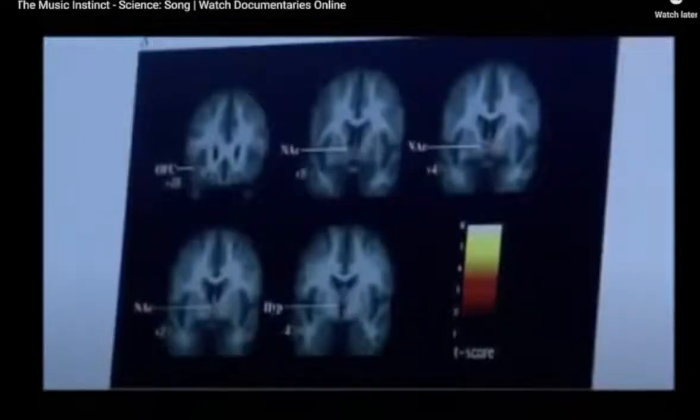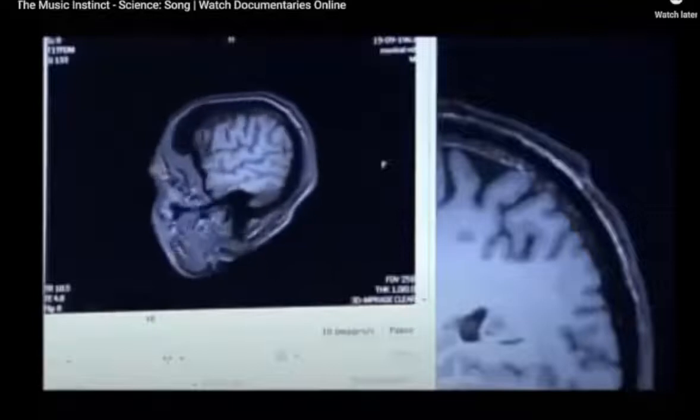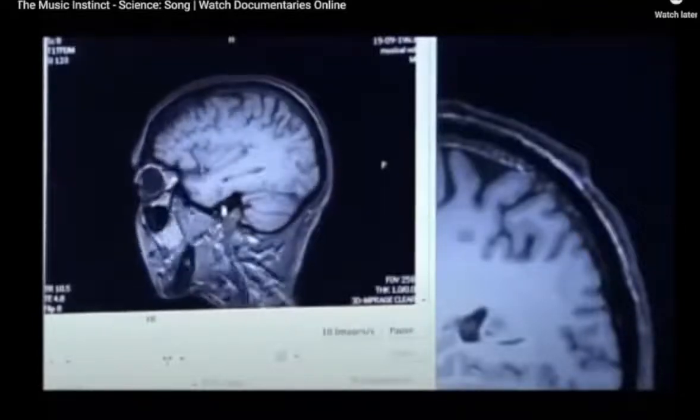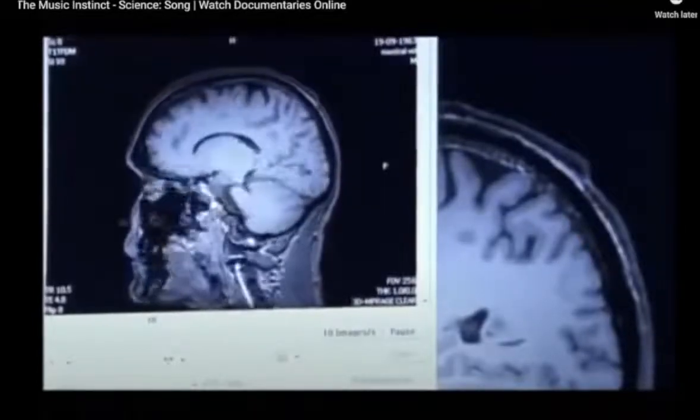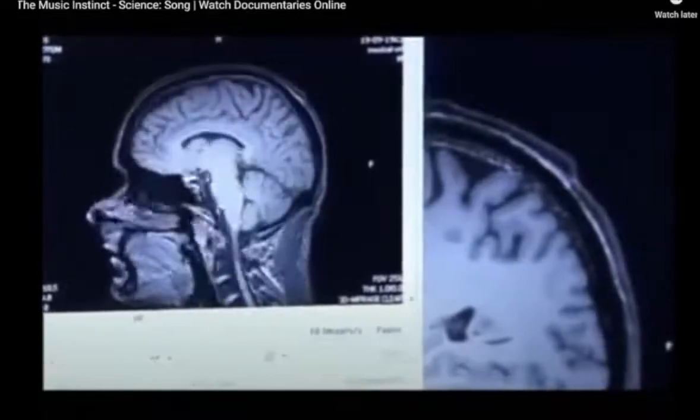Brain scans using PET and fMRI, functional magnetic resonance imaging, are now used to see what happens when we listen to music and when we perform it.